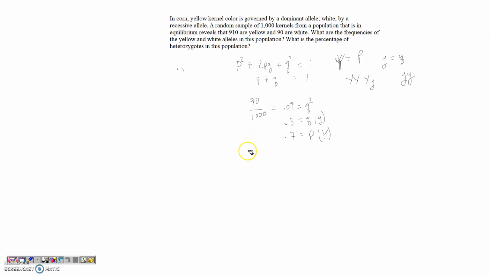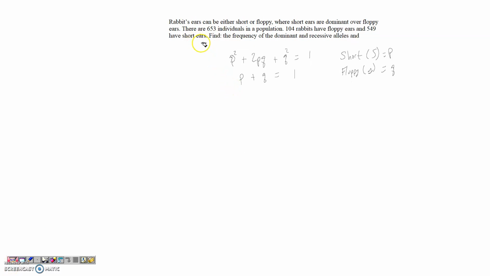And then the percentage of heterozygous in the population, we use 2pq, which would be 1 dominant, 1 recessive. So that's 2 times 0.7 times 0.3, which is going to be 0.42, or 42% of this population. That's number 2.